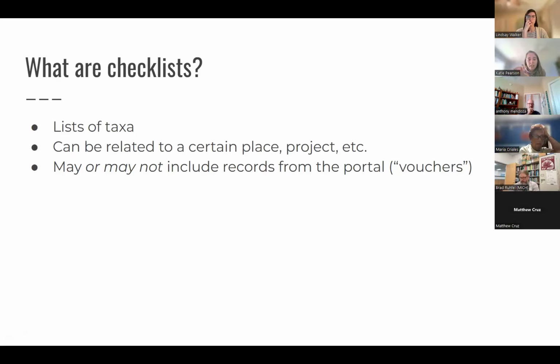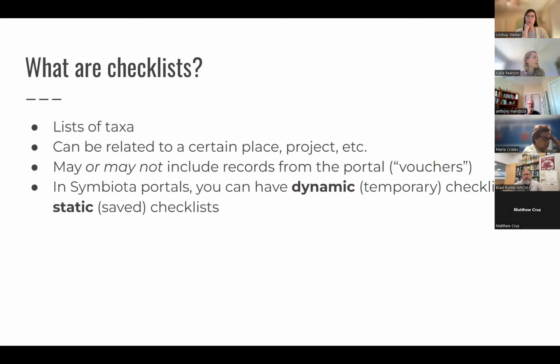So a checklist can be based off of an existing list or off of specimens, but it doesn't need to be relating to specimens necessarily. In Symbiota portals, there are two main types of checklists. There are dynamic checklists, which are temporary, and then there are static checklists. Those are ones that you would create, add metadata to, and curate over time.